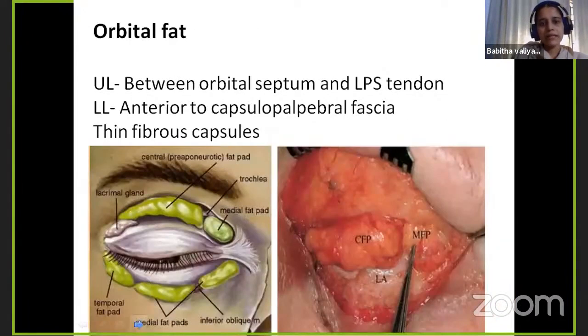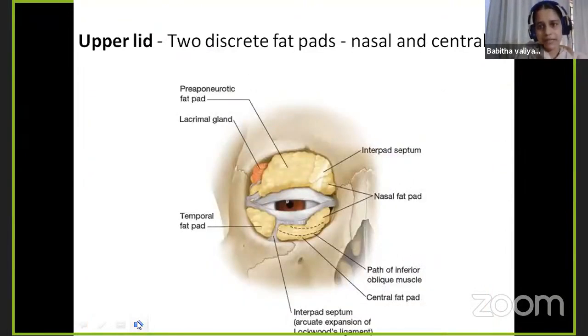The orbital fat, in the upper lid, is seen between the orbital septum anteriorly and the LPS tendon posteriorly, whereas in the lower lid, it is anterior to the capsulopalpebral fascia. This orbital fat has a thin, fibrous capsule. In the upper lid, there are two discrete fat pads, nasal and central. In some orbital surgeries, the lacrimal gland is mistakenly identified as an orbital fat pad.